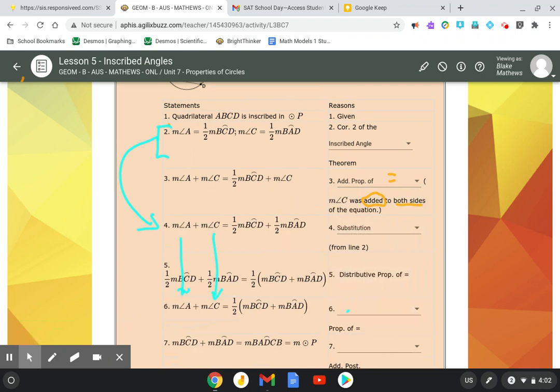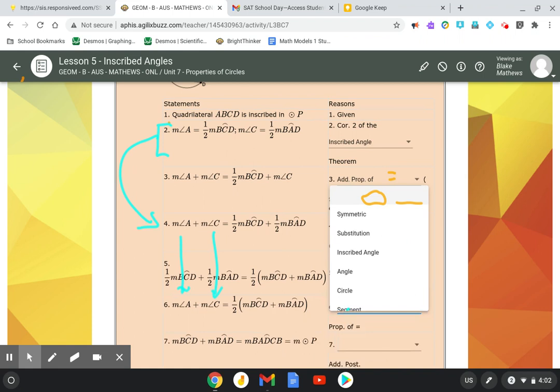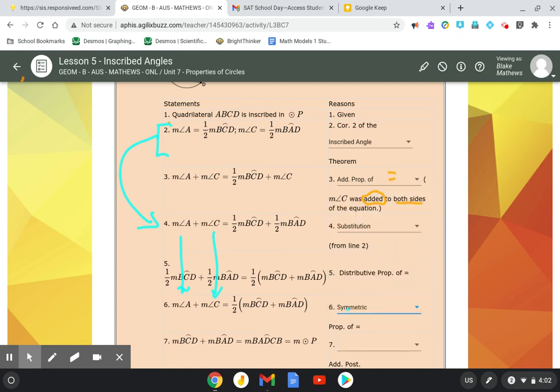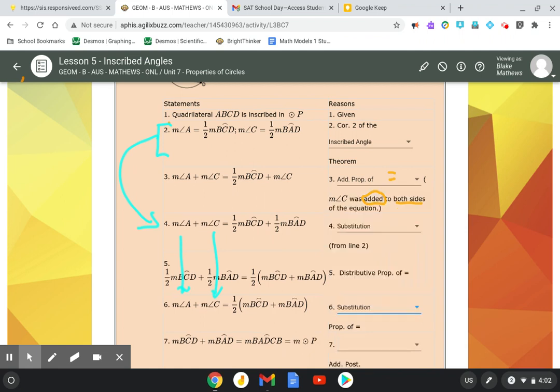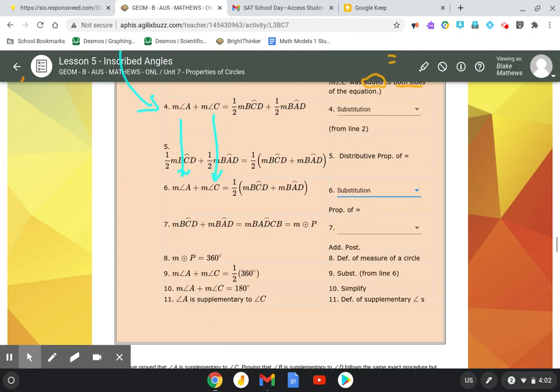Or, let's see. Measure of angle A, measure of angle C is equal to, okay. See what we got here. Symmetric, addition property. It's got to be the symmetric or substitution property. There it is. I missed it. Substitution property of equality. Sorry about that.